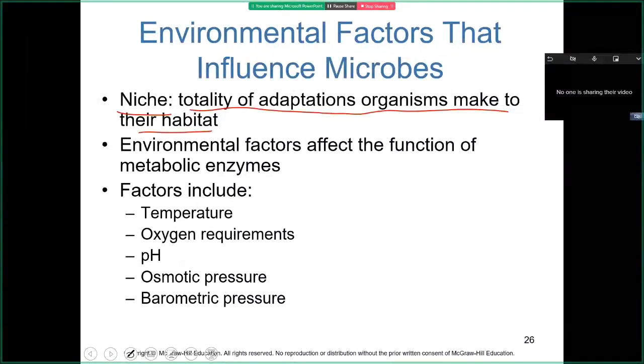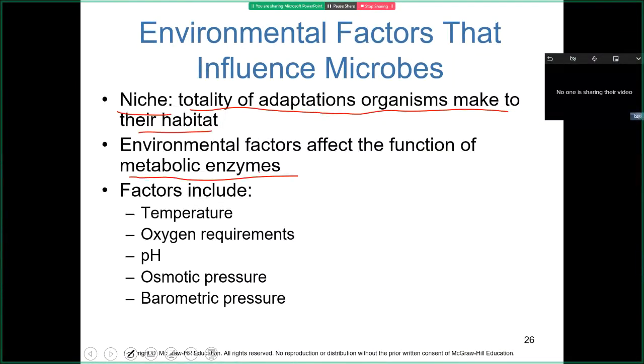So it's a really, when you take it to extremes, it can be a very complicated kind of concept to think about. A lot of the factors that we would want to measure to know their parameters, the parameters within which the organism can exist, a lot of those factors are important because of their effects on the enzymes that the organism has.